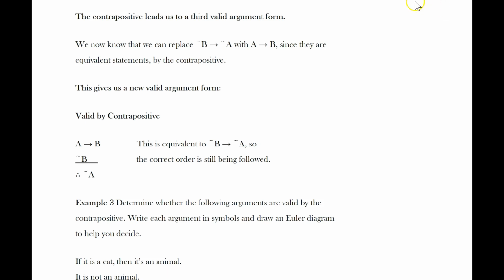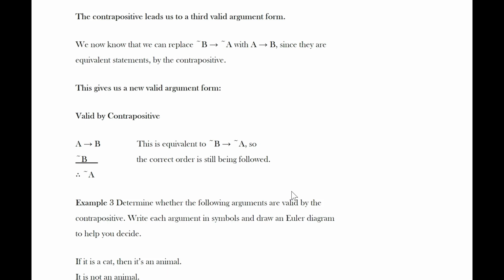So here's an argument that's valid by contrapositive. A arrow B is the same as not B arrow not A. So if I next put not B, and then last as my conclusion put not A, the correct order is still being followed. So you have valid by contrapositive by rewriting this in your mind using the contrapositive and seeing that the correct order is still being followed.